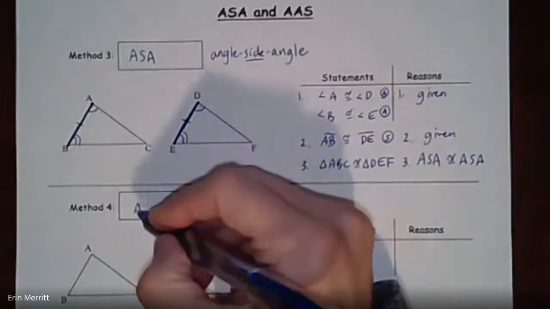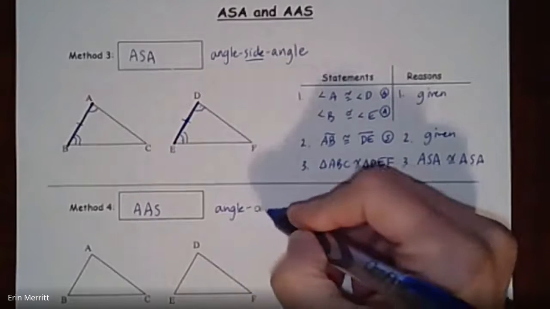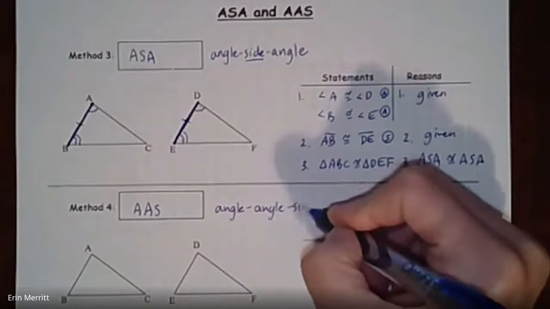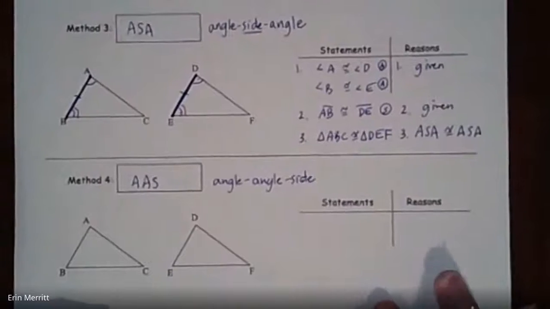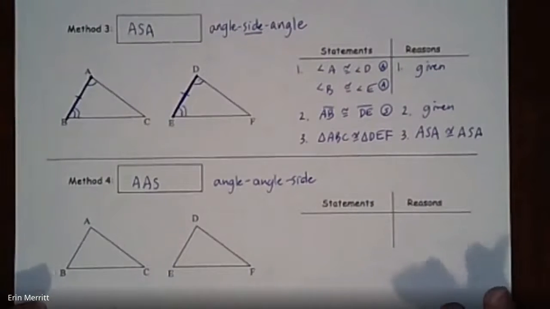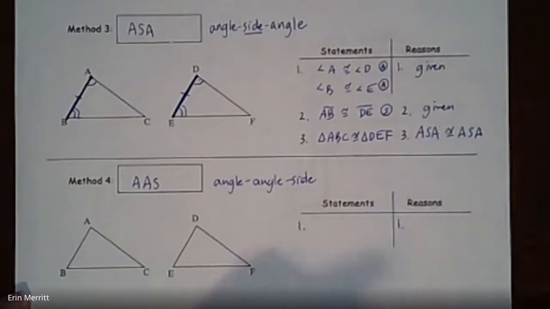The next one is AAS. So we know that's shorthand for angle, angle, side. So it's still the same 3 parts. It's still 2 angles and 1 side. The difference is how they line up with each other in the diagram. So to show you that, let's use the exact same pairs of angles this time.